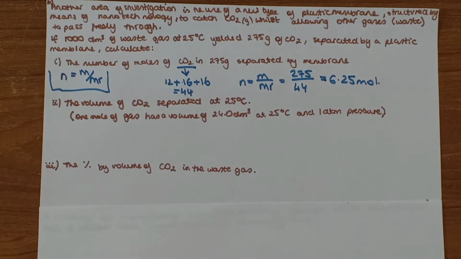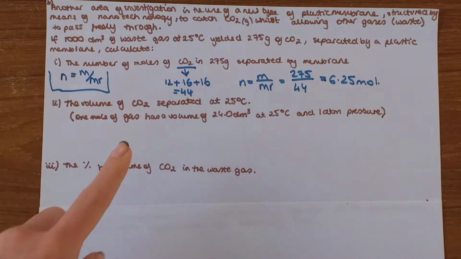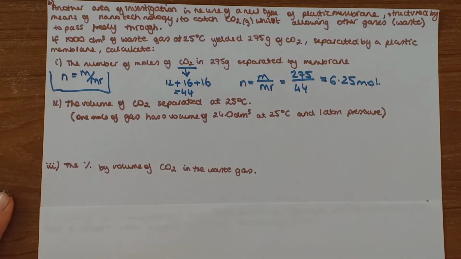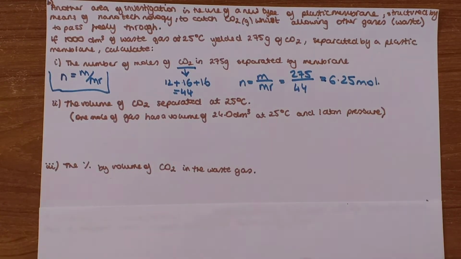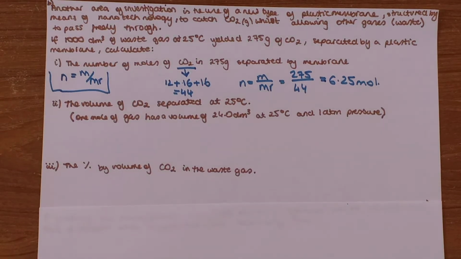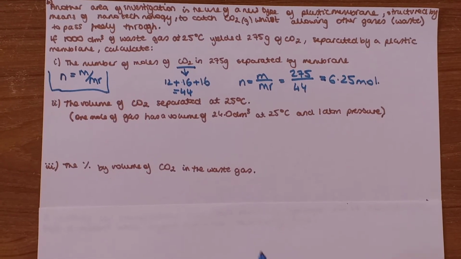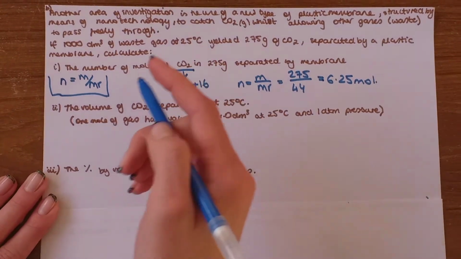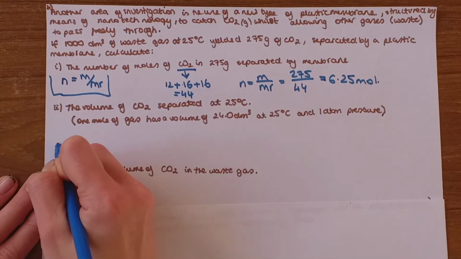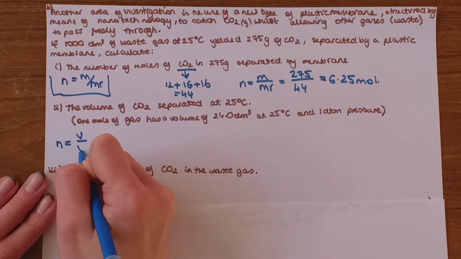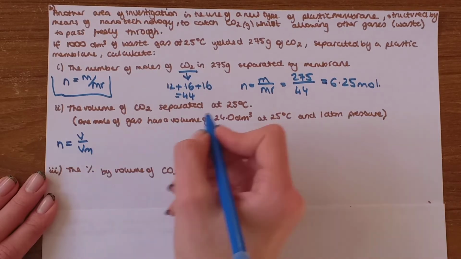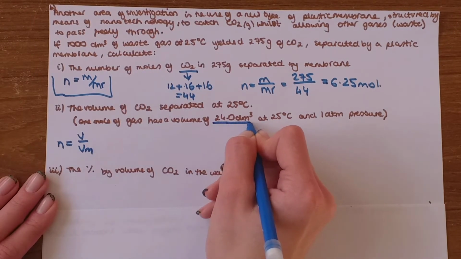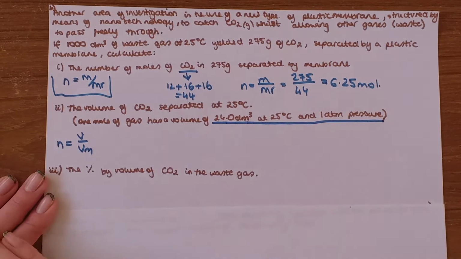Okay, so the next part says to calculate the volume of carbon dioxide separated at 25 degrees Celsius. And then it says 1 mole of gas has a volume of 24 decimeters cubed at 25 degrees Celsius and 1 atmosphere pressure. If you visited my post on chemical calculations, you would know that another equation is n equals V over Vm. And Vm is 24 at 25 degrees Celsius and 1 atmosphere pressure.